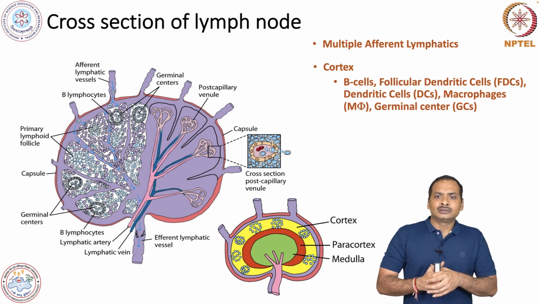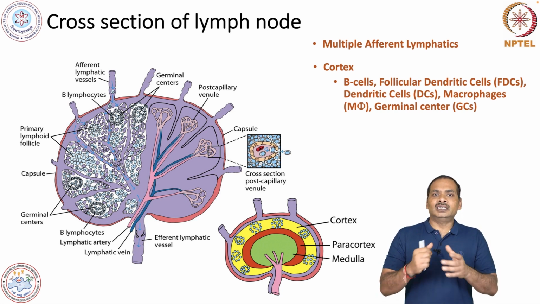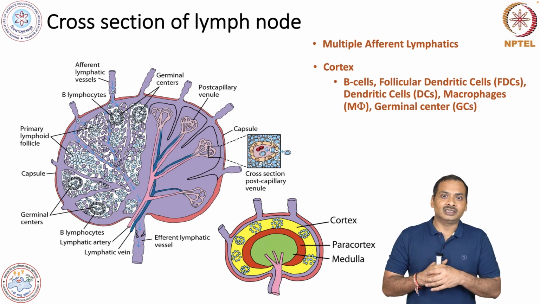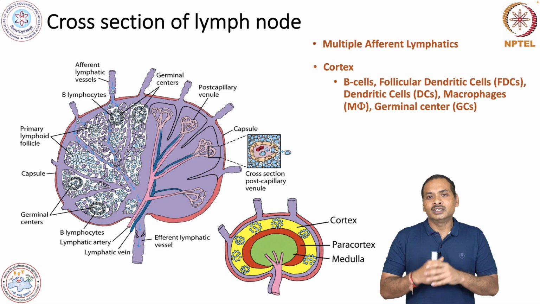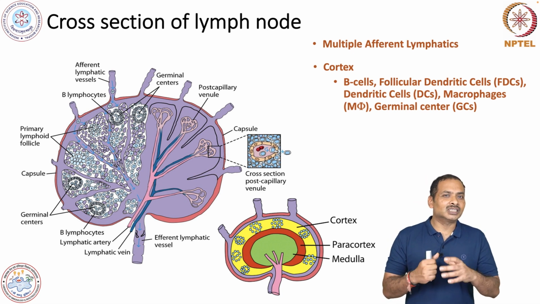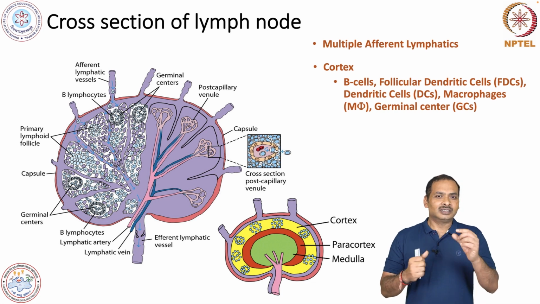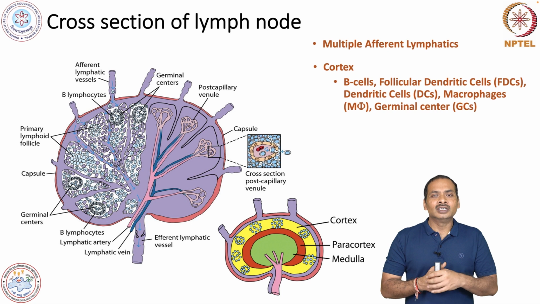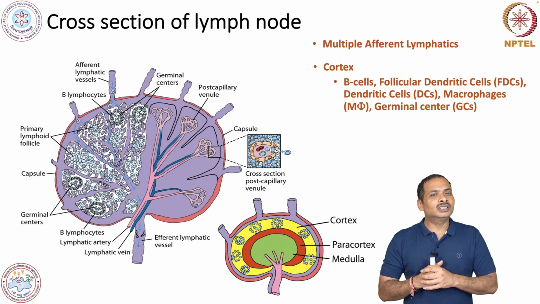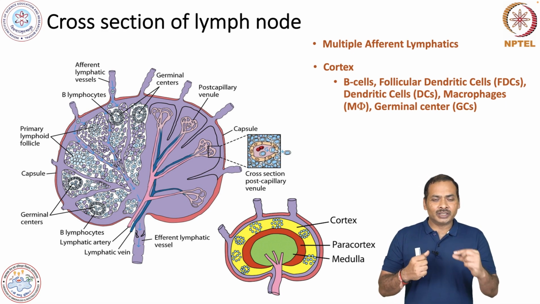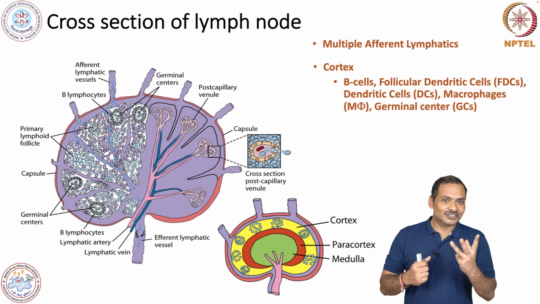So FDCs and DCs are very different. Here I just want to say, don't get confused. There is one more kind of cell which we call PDCs, plasmacytoid dendritic cells. This is just a note in this session. PDCs play a very important role against virus infection. So the note is that there are three kinds of dendritic cells.